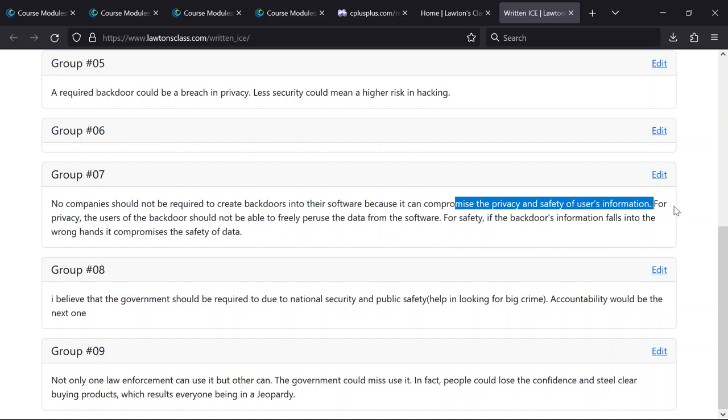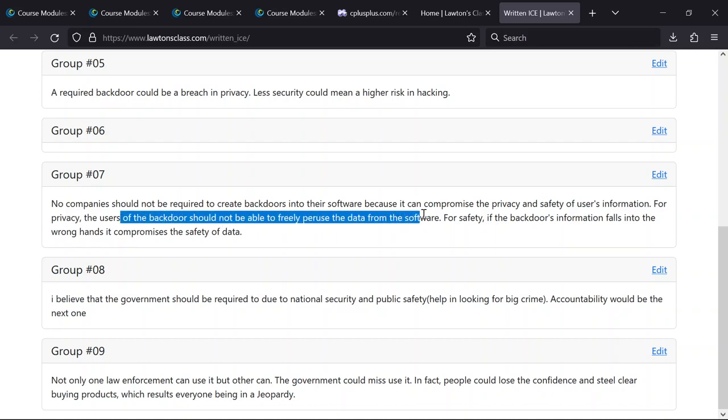of this information. So yeah, like a freedom from being watched kind of idea. Privacy issues. Our right to privacy. Do we have one? The users of the backdoor should not be able to freely peruse the data from the software. So maybe if there were warrants involved, maybe then it's okay. But you shouldn't just be able to look at it all willy-nilly, right? Yeah. Falls into the wrong hands, yeah. So again, that argument, great. Not only can law enforcement use it, but others could, yes.